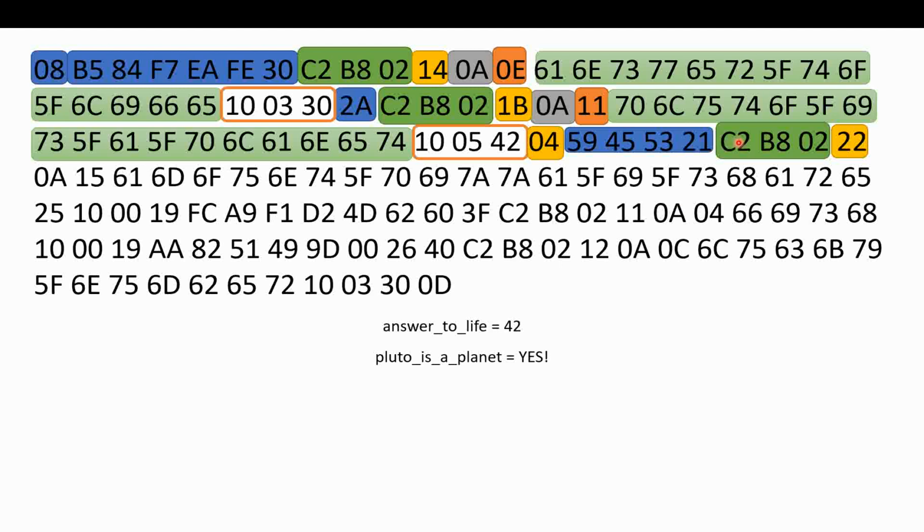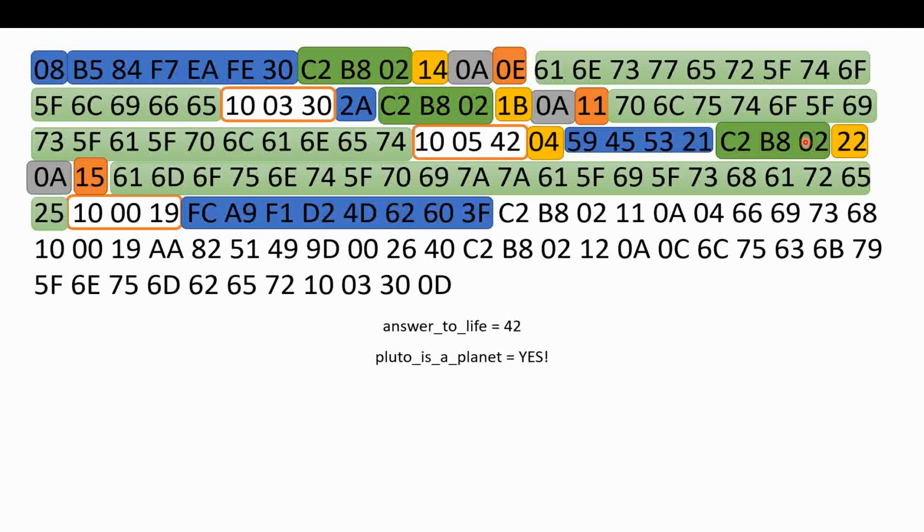So then the next one is C2B802. Start of the next tag. How many bytes? Start of the label. How many bytes in the label? That's the label value. And then 100019, what is that? What's the thing called? With the comma, with a dot. Double. There, double value, and like I said, double value is 8.